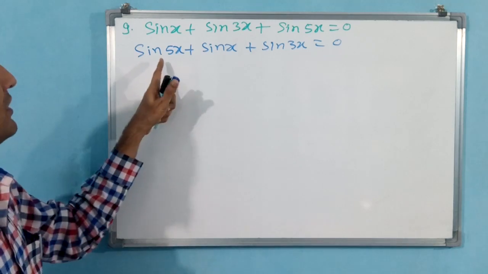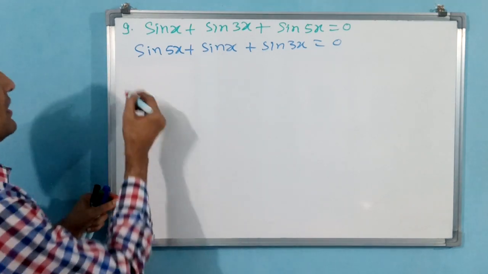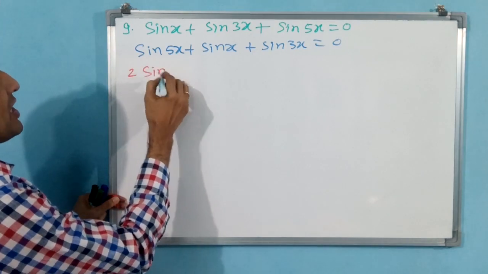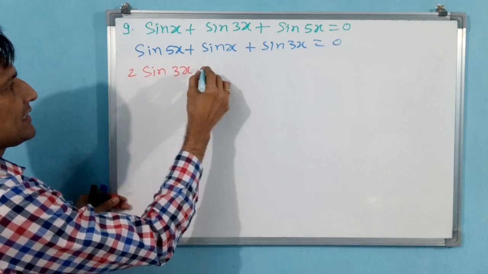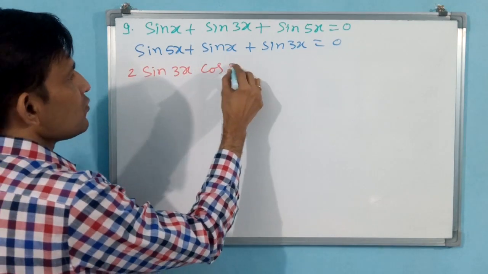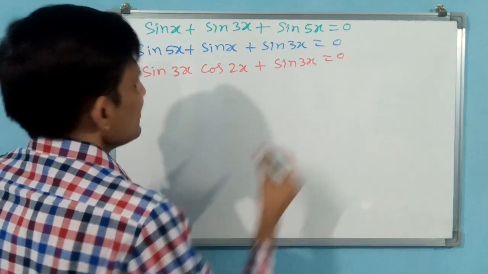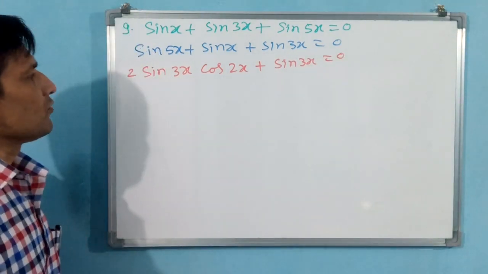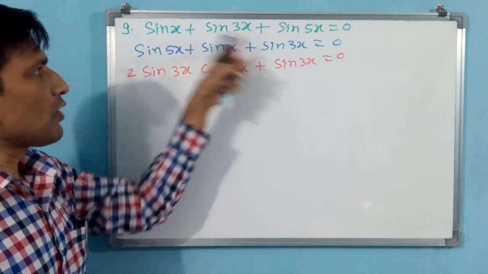Now how I am doing, you see sin a plus b plus sin a minus b is 2 sin a cos b. 2 sin a means 5 plus 1, 6 by 2, 3x. Cos 5 minus 1, 4 by 2 is 2, 2x. Plus sin 3x is equal to 0. Like this you have to write. If you observe carefully, sin 3x common will come. For that only we have made like this.